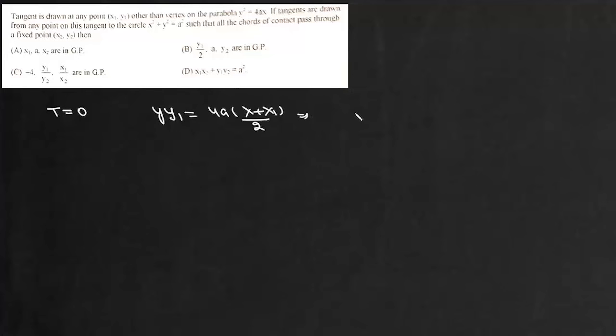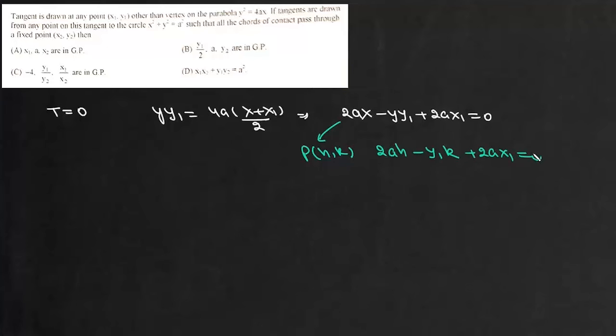So it will be 2ax - y1 y + 2ax1 = 0. Now suppose a point on this tangent is this point P, which is (h, k), so we'll get 2ah - y1 k + 2ax1 = 0, and that's our first equation.